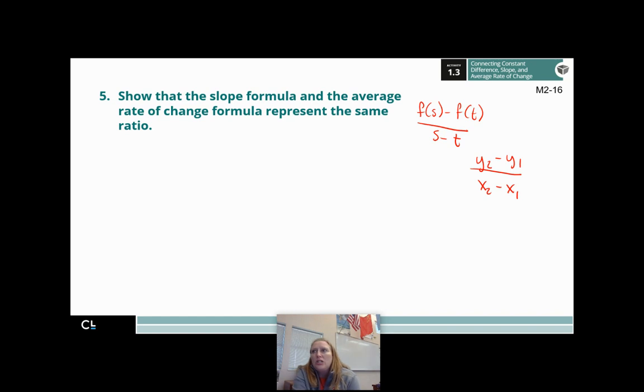I would like you to take a moment and show that the slope formula and this average rate of change formula represent the same ratio. Can you jot down how they represent the same thing? Go ahead and hit pause, jot down your thoughts, and hit play when you're ready to continue the discussion.